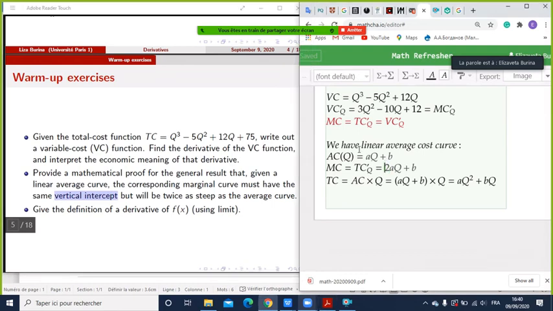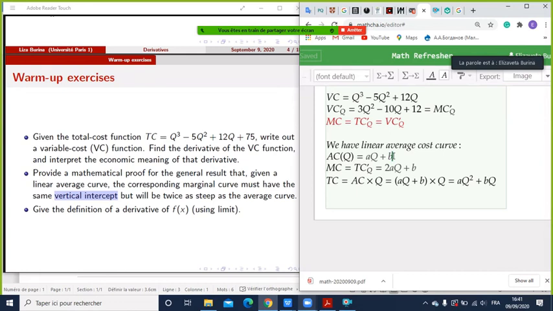What is vertical intercept? Vertical intercept is the point where our graph of the function intercepts the y-axis. And that will be in the point B. Because imagine Q equaling 0, then the value of AC, or the value of the function, will be equaling B. Okay, so maybe now I should have drawn the graph.